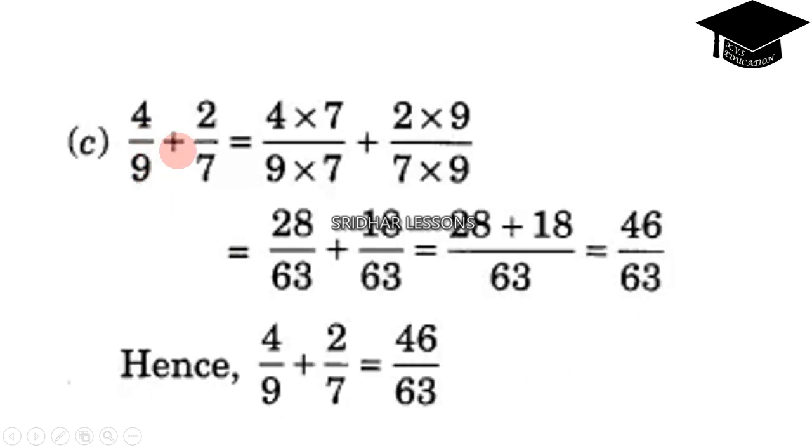Next one, 4 by 9 plus 2 by 7. We make the denominators equal for both fractions. 4 by 9 can be multiplied with 7 by 7, and 2 by 7 can be multiplied with 9 by 9, making the denominator 63. When the denominator is equal, we can directly add 28 plus 18, which is equal to 46 by 63. Hence, 4 by 9 plus 2 by 7 is equal to 46 by 63.